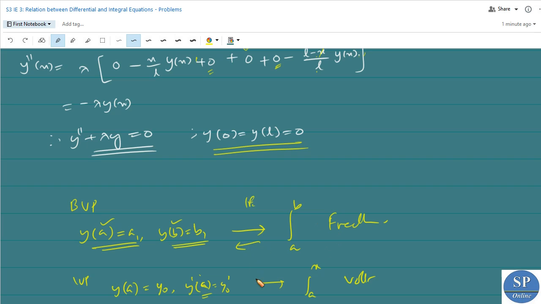And vice versa. We can convert certain boundary value problems or differential equations into integral equations, and integral equations can be converted into differential equations.